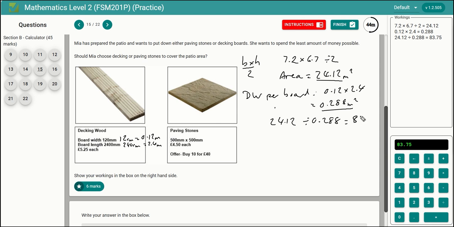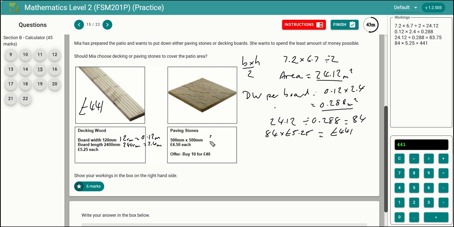So I'll just say, okay, this doesn't equal 84, but 84 is what we're after, and it's £5.25 per board, so it's going to be 84 multiplied by £5.25. So again, let's just clear that and turn that to 84 multiplied by 5.25, and that comes to £441. So I'll write here, so it's nice and clear, 441. Okay, let's do the same with the paving stones.